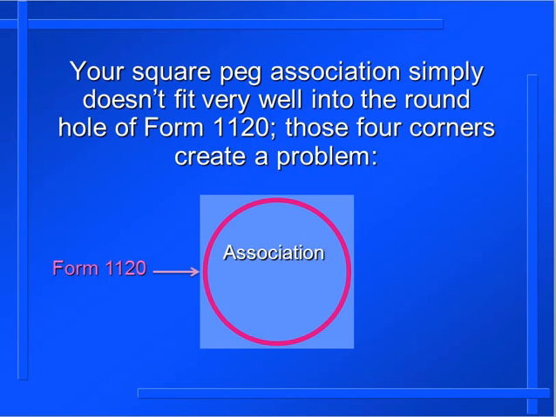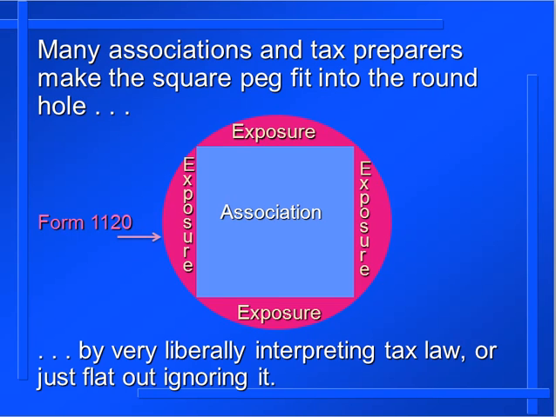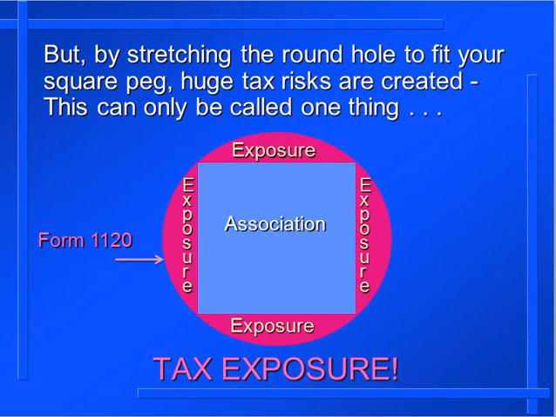Obviously, your square peg of an association doesn't fit into the round hole. The corners stick out, making it real hard to get it in there. The natural reaction for much of the industry, many associations and tax preparers, is to simply stretch the size of the hole, make it big enough that the square peg will fit into the round hole. You do this by either liberally interpreting tax law or in some cases just flat out ignoring it. Not a good approach, and as you can imagine, when you stretch it out, you create all that red area called tax exposure. That is the risk of Form 1120.